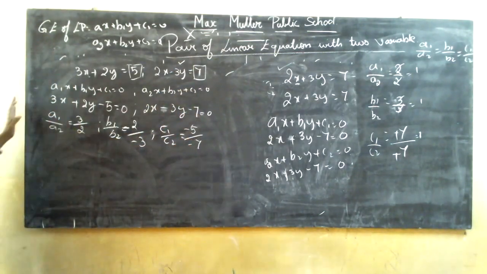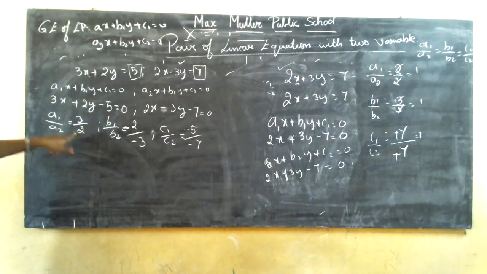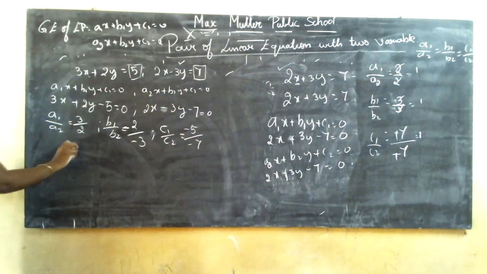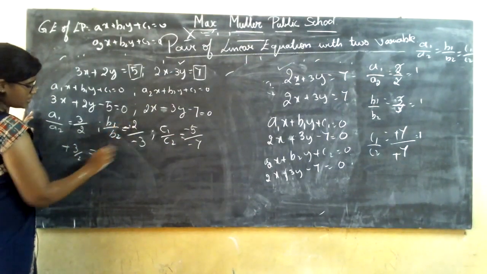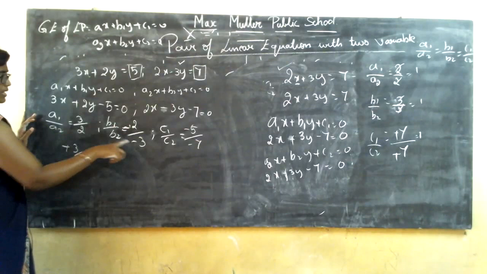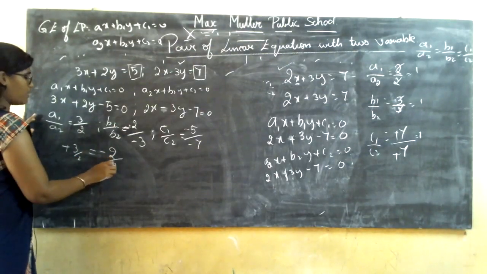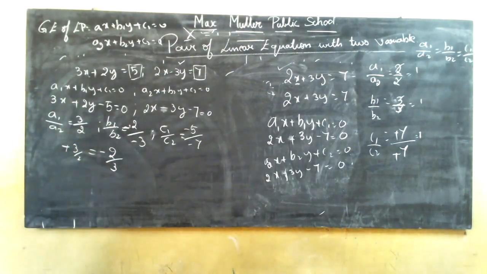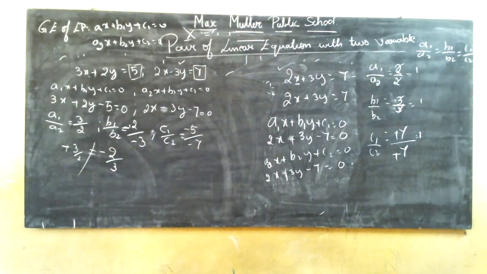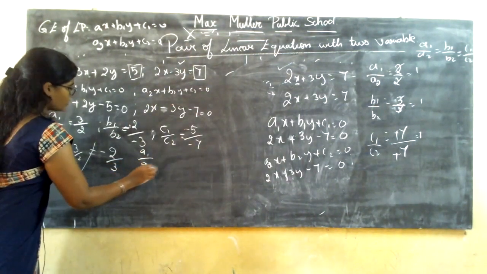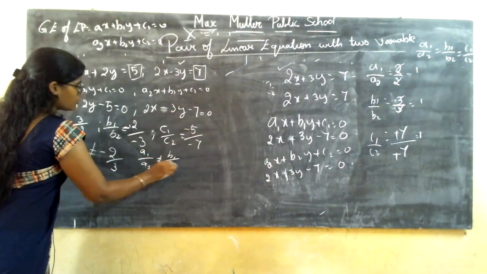Clear? Now it is 3 by 2. Whether 3 by 2, that is plus 3 by 2, is equal to minus 2 by 3. Here plus is there, and plus divided by minus is always minus, so you are going to represent it as minus 2 by 3. Is plus 3 by 2 equal to minus 2 by 3? No, it is not equal. Correct? So plus 3 by 2 is not equal to minus 2 by 3. So the first condition, that is, the a1 by a2 ratio is not equal to the b1 by b2 ratio.